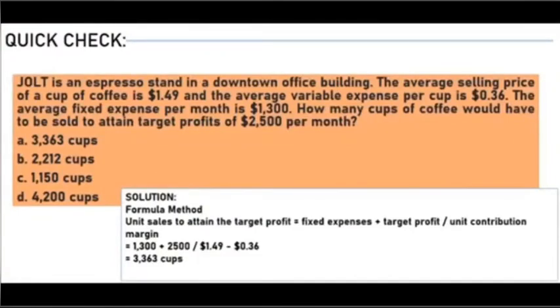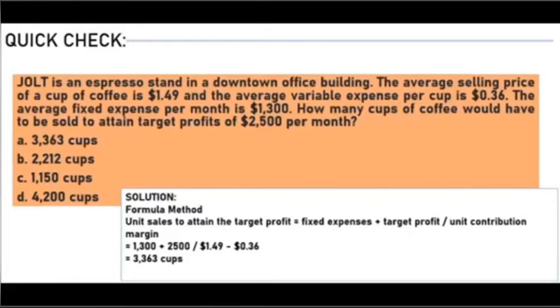We have here a quick check if we all understood. Here is the situation. Jolt is an espresso stand in the downtown office building. The average selling price of a cup of coffee is $1.49 and the average variable expense per cup is $0.36. The average fixed expense per month is $1,300. How many cups of coffee would have to be sold to attain target profit of $2,500 per month? You have to answer this without looking at the solution below.